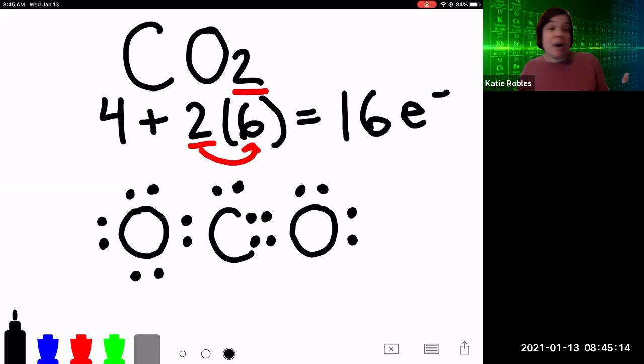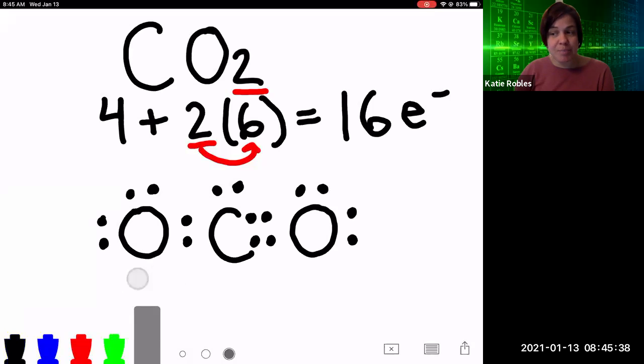It really doesn't matter which ones you choose to erase, as long as one comes from one of the atoms and one comes from another one. Now, if I were to go back and count again, I would get 1, 2, 3, 4, 5, 6, 7, 8, 9, 10, 11, 12, 13, 14, 15, 16, 17, and 18. So I still have too many.